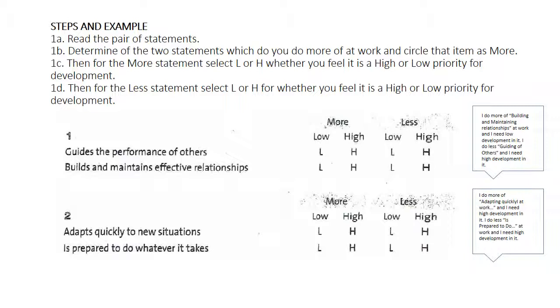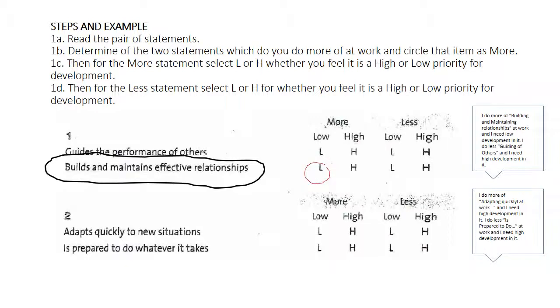In the first question pair, there are 2 statements. As you can see here, guides the performance of others and builds and maintains effective relationships. I'm going to select builds and maintains effective relationships as the thing that I do more at work than the other, guides the performance of others. Now that I've selected that, I need to determine, is this a priority for development, high or low?